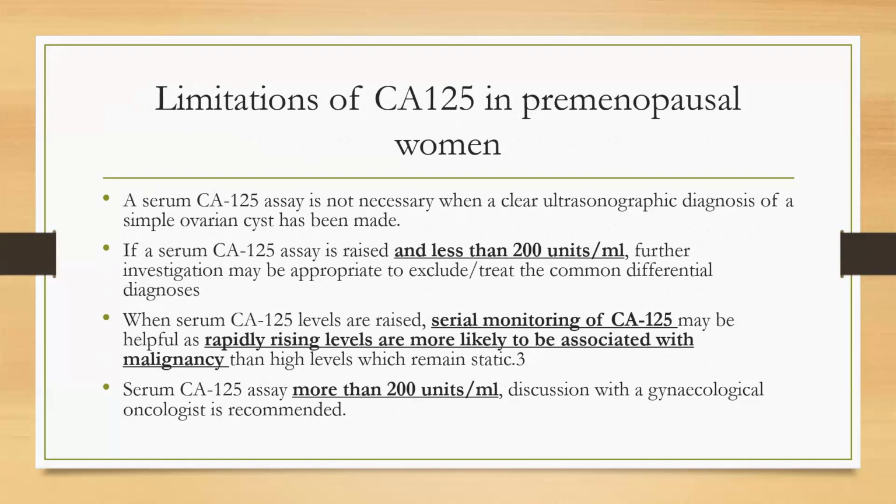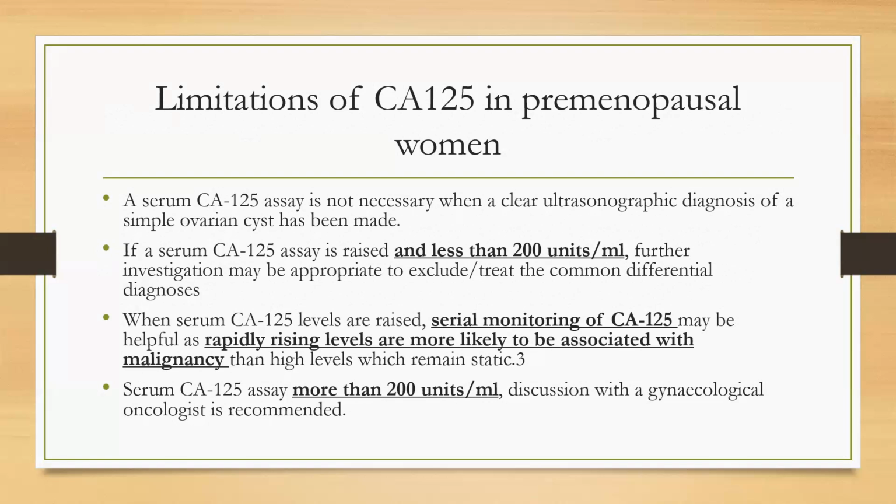If it is raised, there are two scenarios. It's raised but less than 200 units, or in the second scenario, CA 1 to 5 levels are raised and more than 200 units per ml. If it is raised but less than 200 units per ml, further investigation may be appropriate to exclude or treat the common differential diagnosis, because there are fewer chances it's a cancer. There can be other conditions which cause an increase in CA 1 to 5. So we will do serial monitoring of CA 1 to 5.